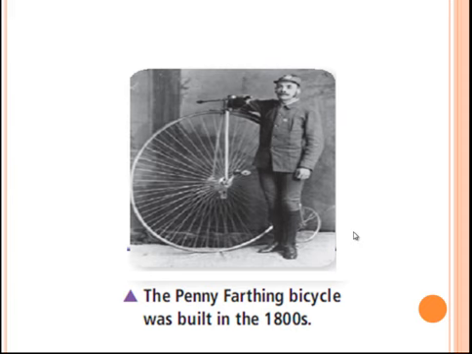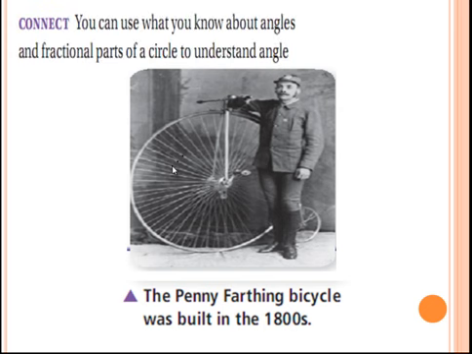Now, this is the oldest bicycle in the world. I want you to notice the wheel. Look at its shape. It looks like a big circle and it has many spokes. There are many angles between them. You can use what you know about angles and fractional parts of a circle to understand angle measurement.